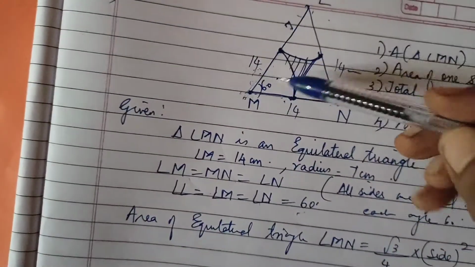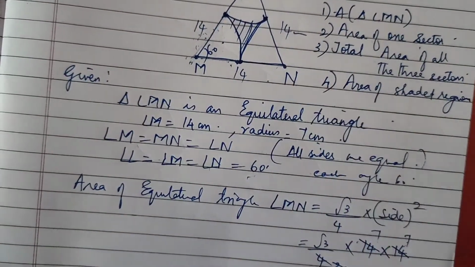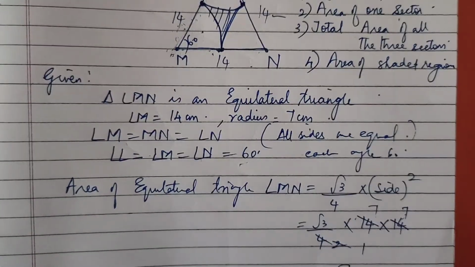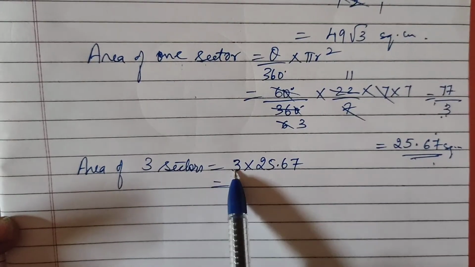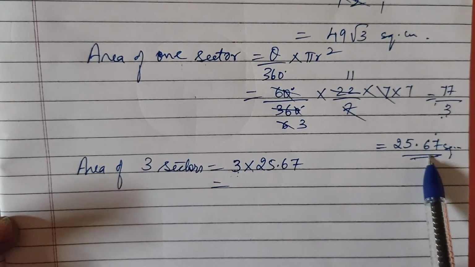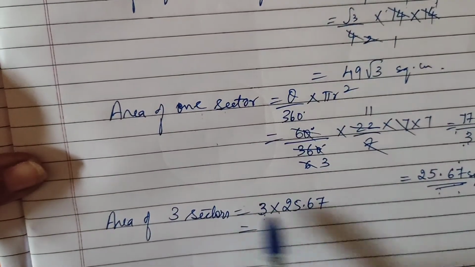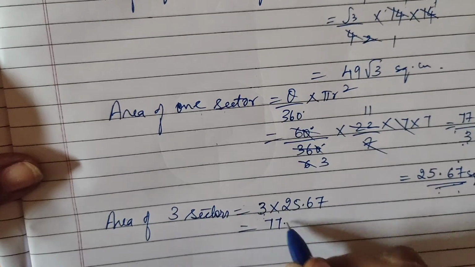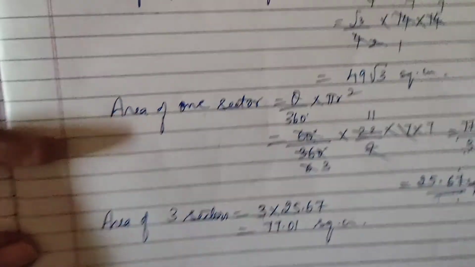We have already found one sector, right? How much did it come? 25.67. So that is what will come everywhere. So for this, what will we do? We will multiply it by 3. So what I have written here, area of 3 sectors is equal to 3 into, we have already found out 25.67. So I am going to multiply it. Once you multiply, you will get 77.01 square centimeter. This you got it. Now what is the last question?